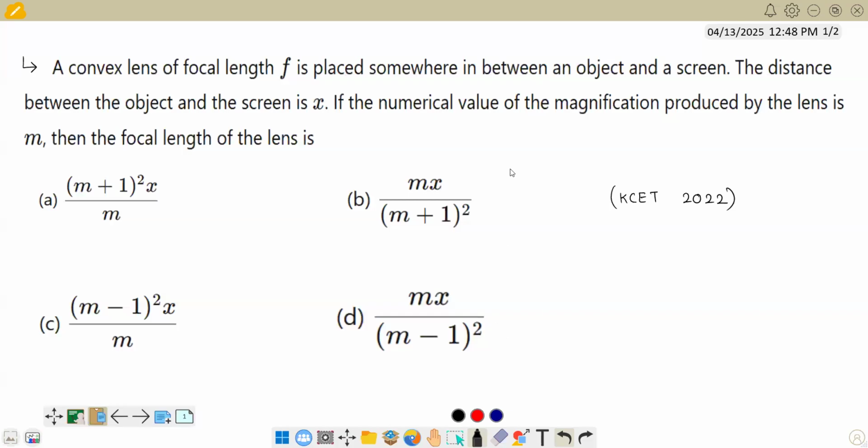Hello student, the question says a convex lens of focal length f is placed somewhere in between the object and the screen. The distance between the object and the screen is x. If the numerical value of the magnification produced by the lens is m, then the focal length of the lens is. So let us see this question.